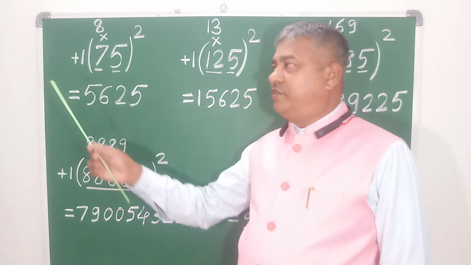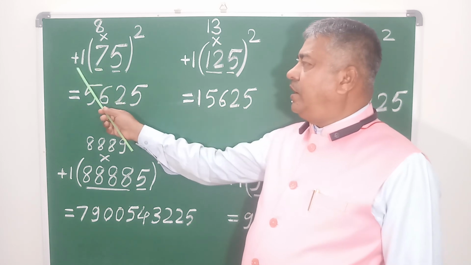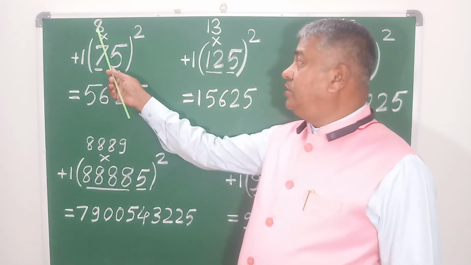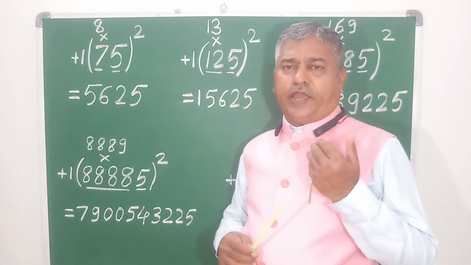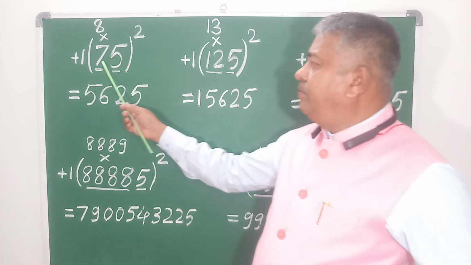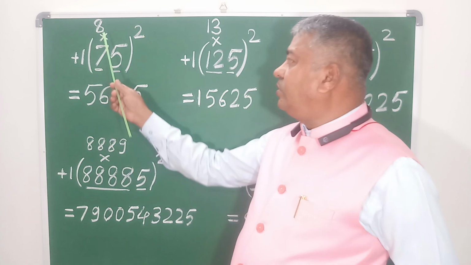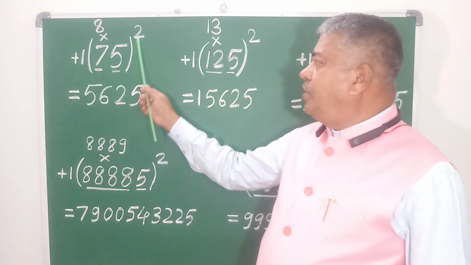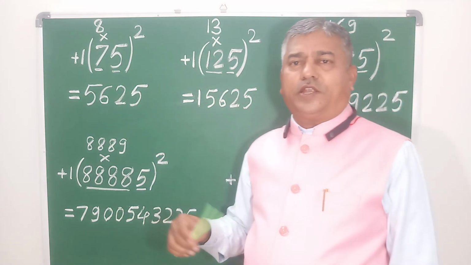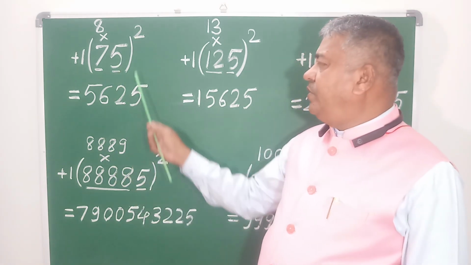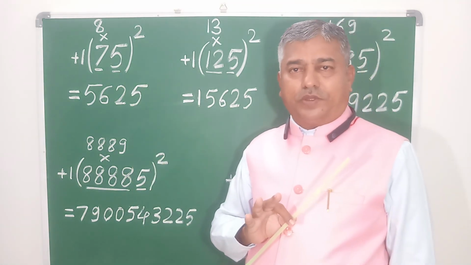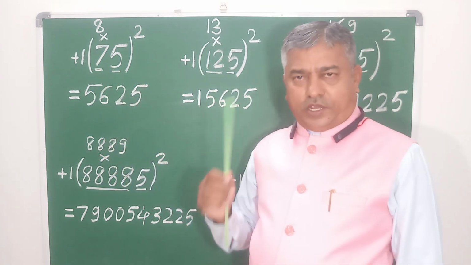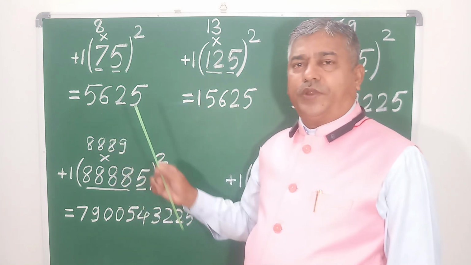Ekadikena Purvena. Yes, 7 plus 1, we get 8, and do the product of these two, meaning the base number, the first number, and 8. Eight sevens are 56. Next, do the square of the second one, that is 5. The square of 5 is 25. Now we have the answer: the square of 75 is 5625.